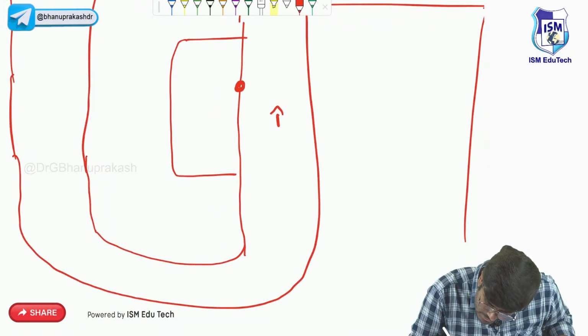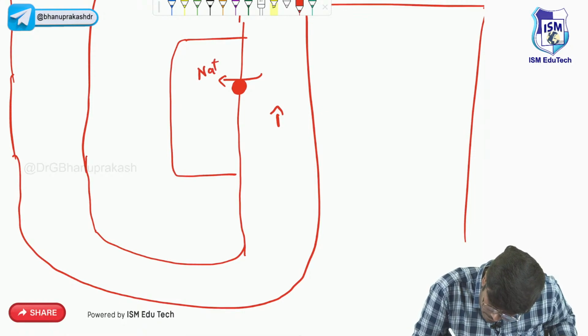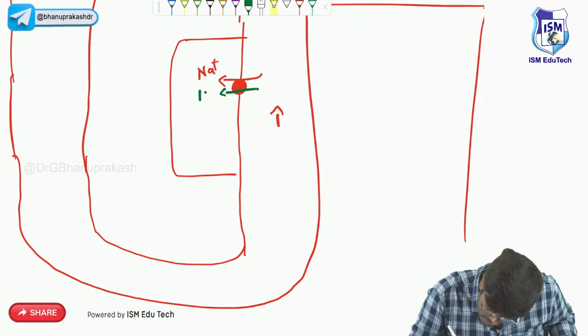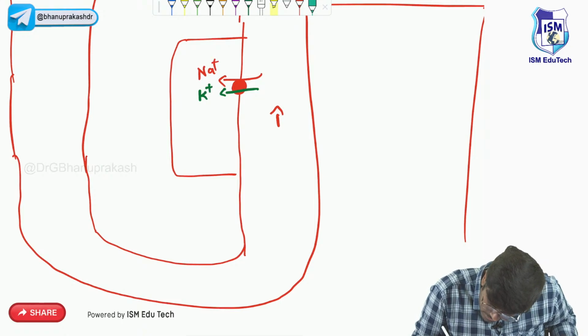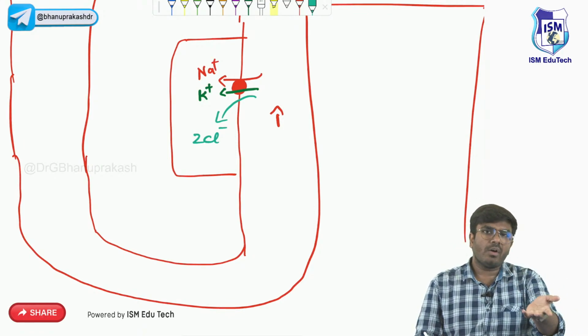Now on this epithelial cell, there are these transporters. What is the name of this transporter? See, it is taking sodium into the cell. It is taking potassium into the cell. Also, it is taking 2 chloride ions into the cell. Now, is it an example of symport or antiport? Definitely, it is an example of symport.